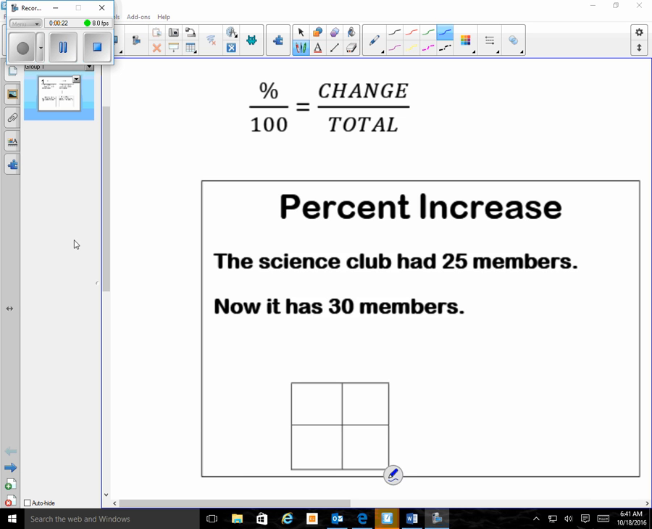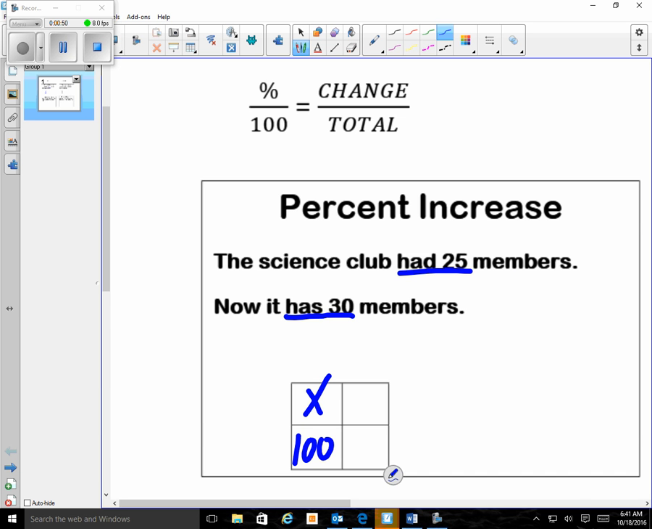So the first one we're going to do is a percent increase, and it says the science club had 25 members, now it has 30 members. So whenever you're doing these, it's really important that you pay attention to your wording in it, such as "had 25." That tells me that is my original, that is what I start with, and now it has 30. So if I am looking for the percent, that's going to be an X, and it's always over 100.